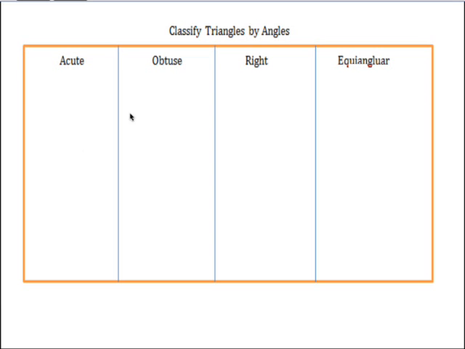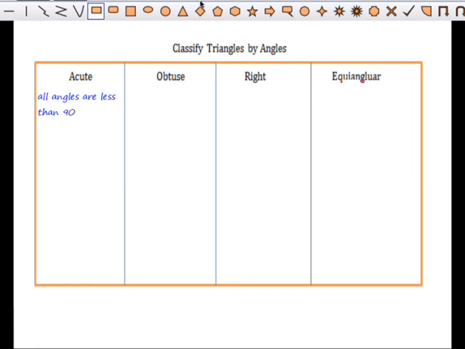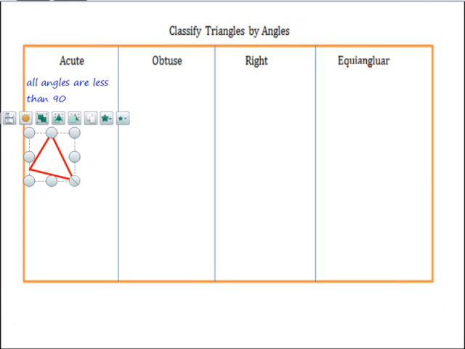So what does acute mean? It means that all the angles, and here we'll do this with some actually nice handwriting. Okay, so all the angles are less than 90, so there's that. There we go. So all angles are less than 90. And then if we wanted to draw a picture of an acute triangle, something like that. All those angles are less than 90, so there's my acute triangle.